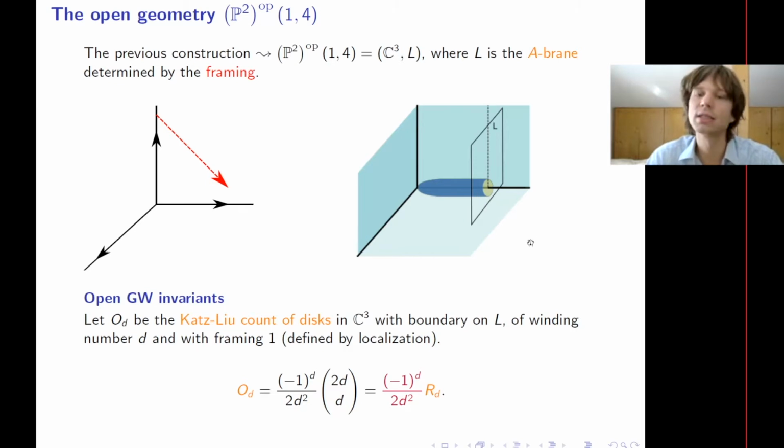So there's an associated count of this, which goes back to Katz and Liu. So we're counting disks in C3 that have boundary landing on L. They need to have winding number D, so they wind around D times at the boundary, and the framing is 1. And this invariant is defined by localization. If you do the calculation, you find that O_D is this expression, a sign divided by 2D squared times the 2D choose D.